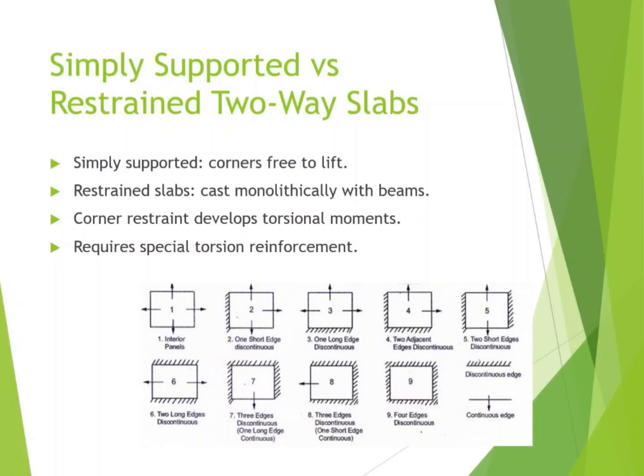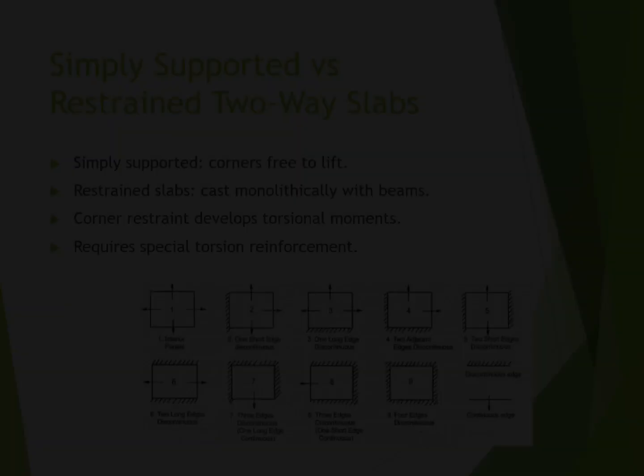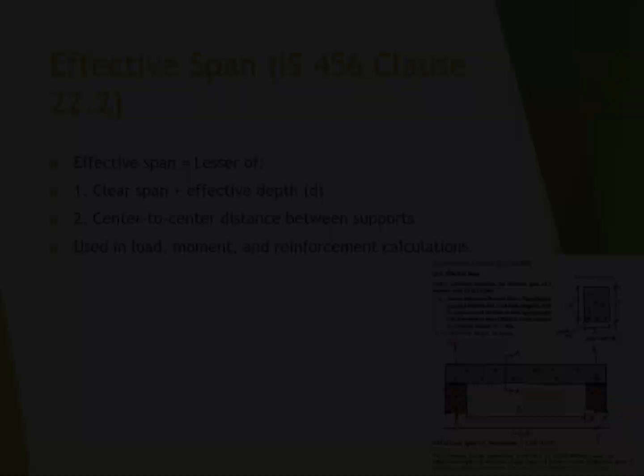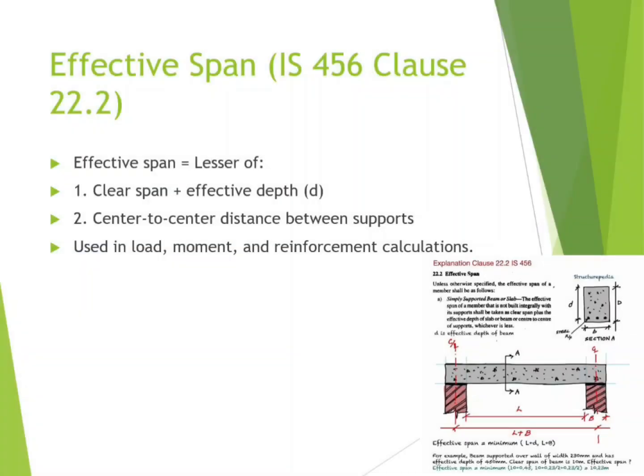Before we can even think about calculating steel areas, we have to establish our physical geometry and figure out our design loads. First up is the effective span, covered under clause 22.2 of IS 456. When you look at a room, you see the clear space between the walls. That's your clear span. But structurally, the code states that the design effective span length must be the lesser of two values. Either the clear span plus the effective depth, d, of the slab, or the center-to-center distance between the supports.